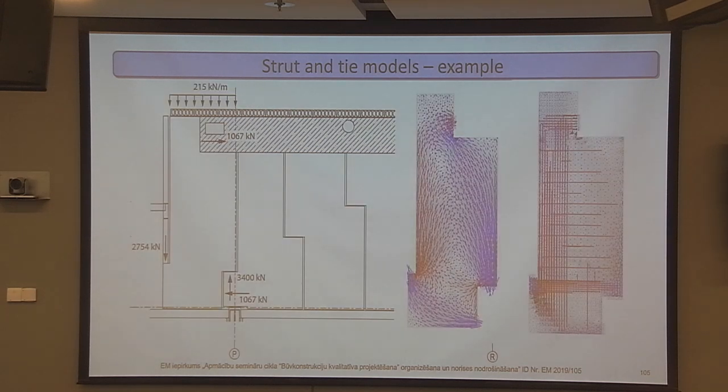So I made an elastic calculation for that element. I could see that there is tension in here, well, tension in here, so this can be done something like this. There is tension in here. The compression strut comes like this. This compression strut comes like this. So the first approximation was to put reinforcement in here. Yeah, there is tension in here.